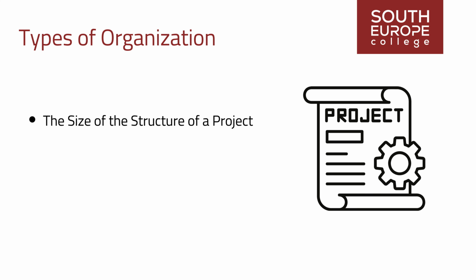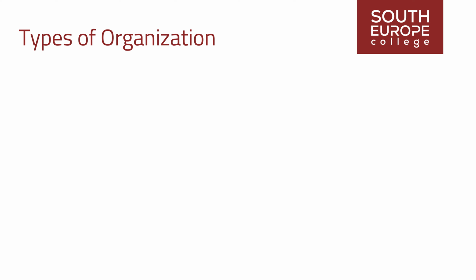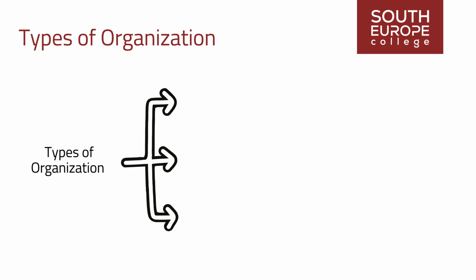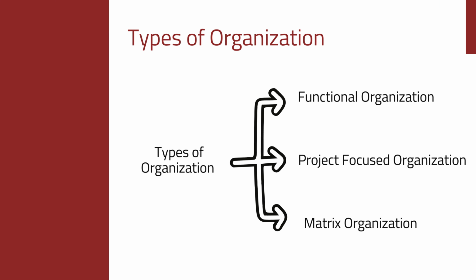Another significant element that affects projects is the organization's culture. The structure of the organization itself also affects its projects. By examining different structures, we can begin to conclude that effect, particularly as it pertains to resources and personnel. Experts generally divide organizations into three main types: functional, project-focused, and matrix.